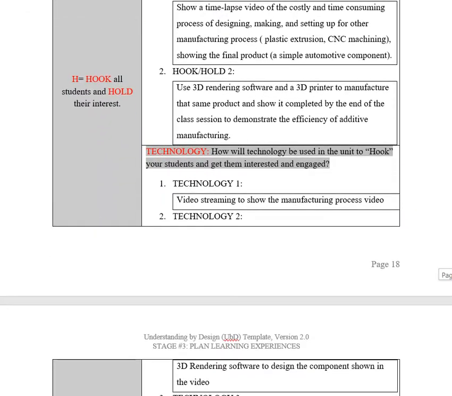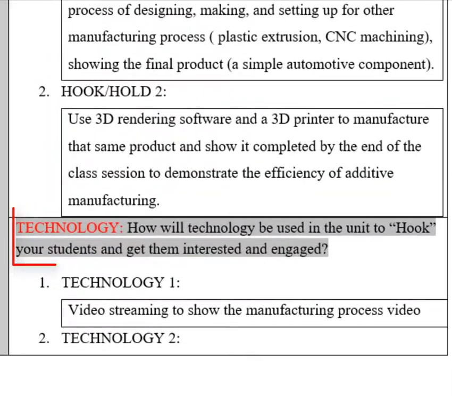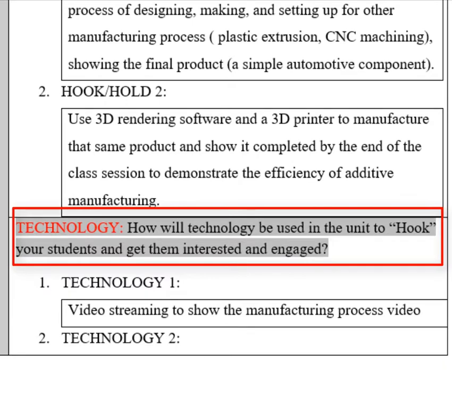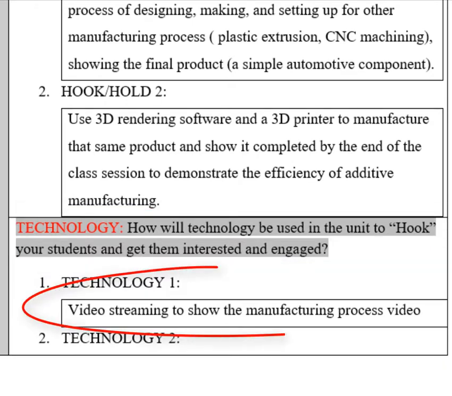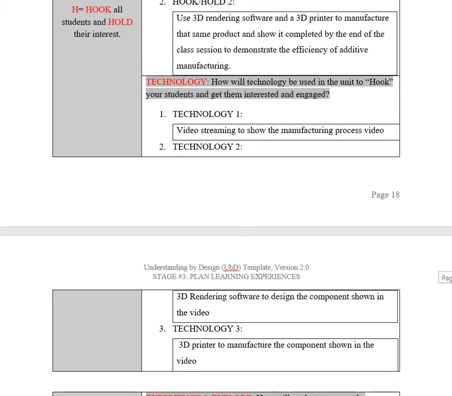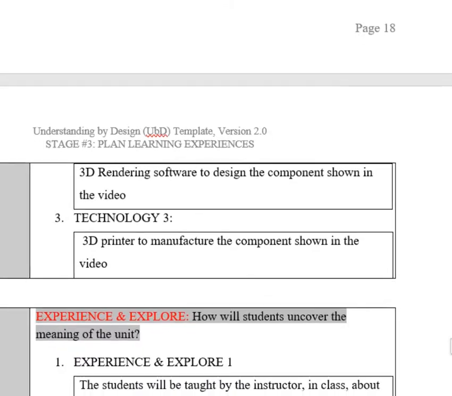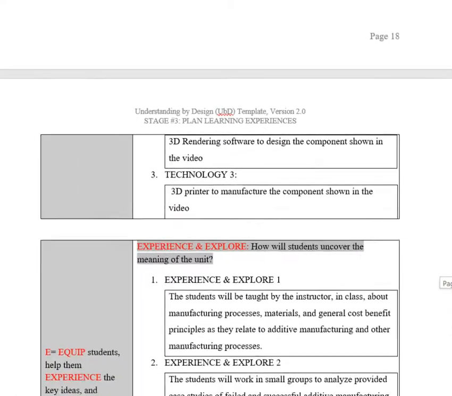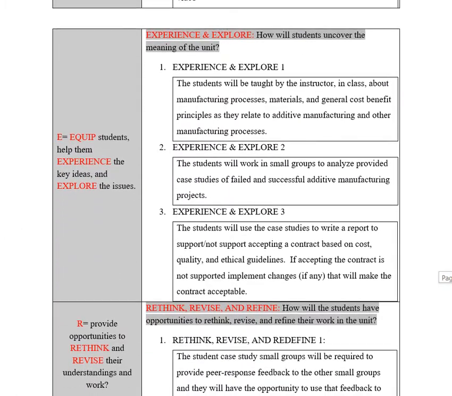And part of that is technology. How will technology be used in the unit to hook your students and get them interested and engaged? In this case, I'm going to use video streaming to show the manufacturing process video, the time-lapse video. And then I'm going to use 3D rendering software, and I'm going to use a 3D printer to actually make this component during the class time.